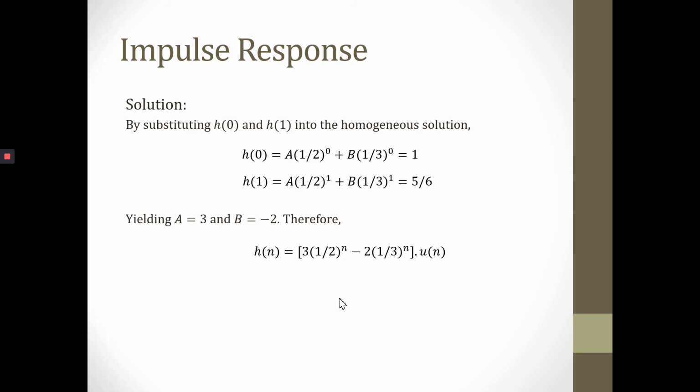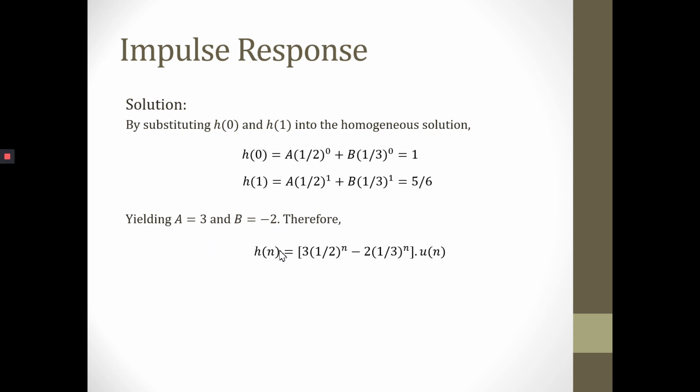So by using the previously determined values of h[0] and h[1], for n equal to 0, we plug into this homogeneous equation n equal to 0 and use the value of h[0] equal to 1. We have this first equation, and for the second equation for n equal to 1, we use the value of 5/6 for h[1]. We have this second equation. Therefore, we can determine the unknown gains A equal to 3 and B equal to -2.